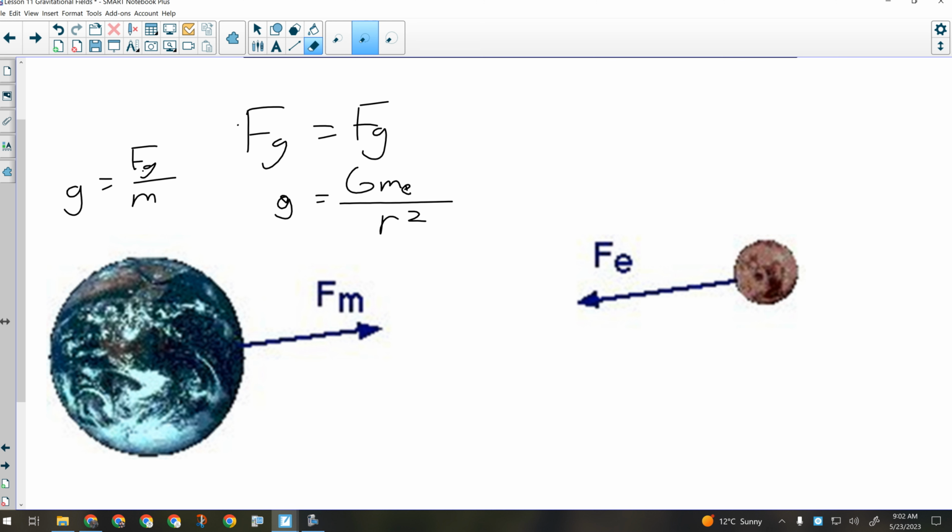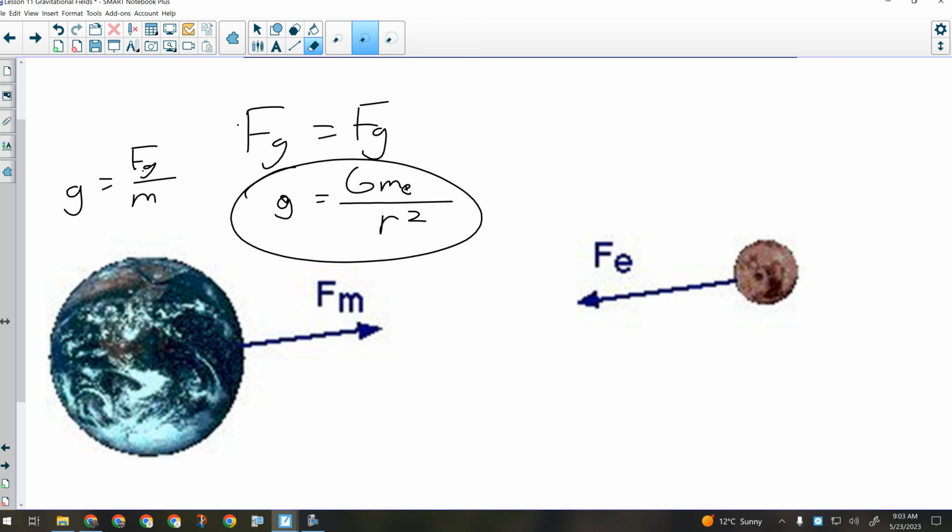I could figure out what the gravitational field strength would be at the top of Mount Everest, at the equator, anywhere on Earth if I wanted to. As long as I've got the mass of the Earth and how far from its center I am, I can calculate the gravitational acceleration. That formula is on your formula sheet.